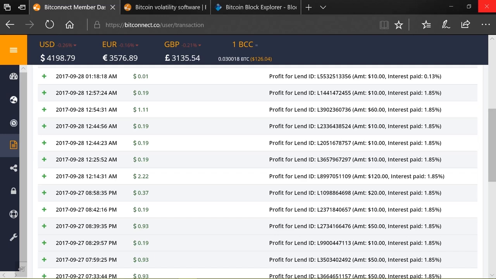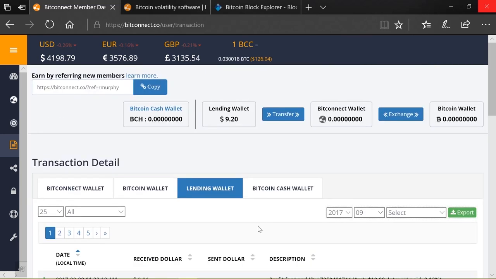On that $10 reinvest, earlier today I earned 19 cents. I earned 93 cents on this, and this is from a reinvest maybe 2 or 3 weeks ago, and I get that payment on that interest every single day, compounded.